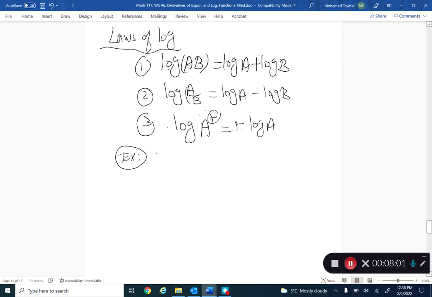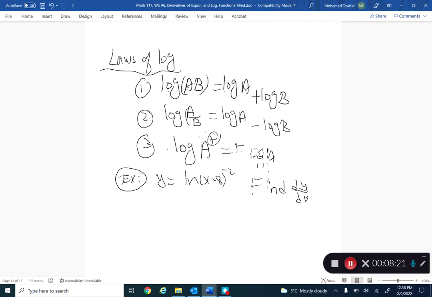Now let me give you an extra problem, one more example. If you have y equal ln of x minus 8 to the power negative 2, right? So now what is the question? Find dy by dx or y prime. dy by dx or y prime is the same, right?